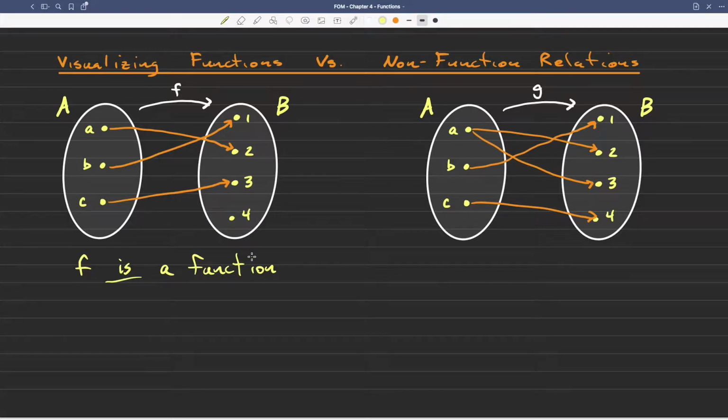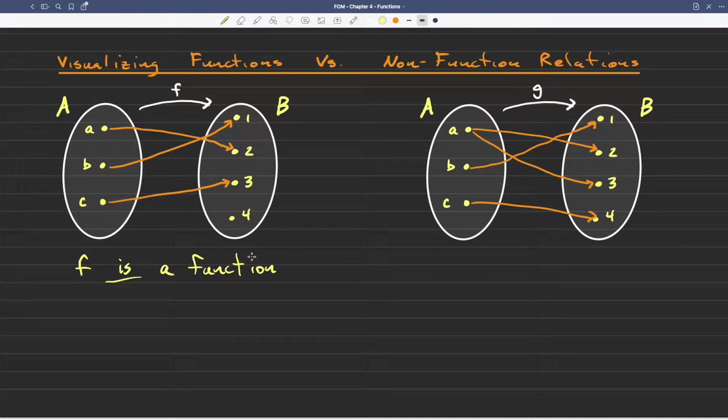And then it has the function property, because when I think about those arrows as indicating ordered pairs, I don't see two arrows emanating from a single point. So every element in the domain only appears once as the first component of an ordered pair. Or visually, each element of the domain only has one arrow emanating from it.